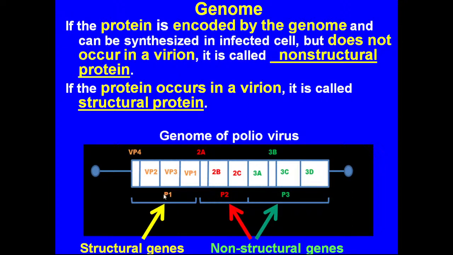My dears, take a look here. So here you can see from VP1 to VP4, viral protein 1, 2, 3, 4. These are the genes that code for structural proteins. When these proteins are produced, they form the capsid with nucleic acid inside. So structural proteins are those that can be found in the extracellular infectious virus particle, that is virion.